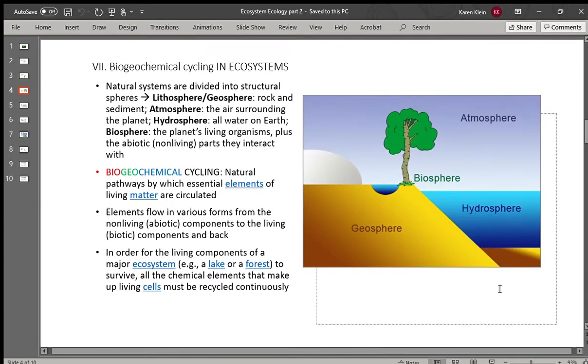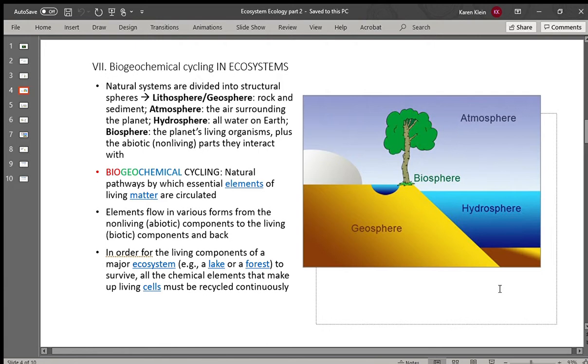Now, as a concept to that, as far as how these ecosystems function and how they work, we need a little bit of background here. What we have in ecosystems, in order for them to function properly, is a term we refer to as biogeochemical cycling. So what does that mean?